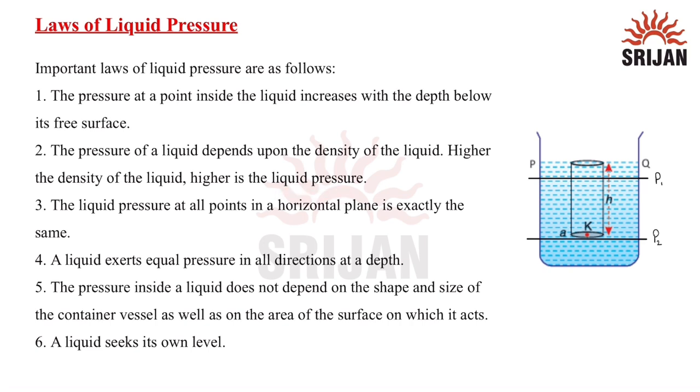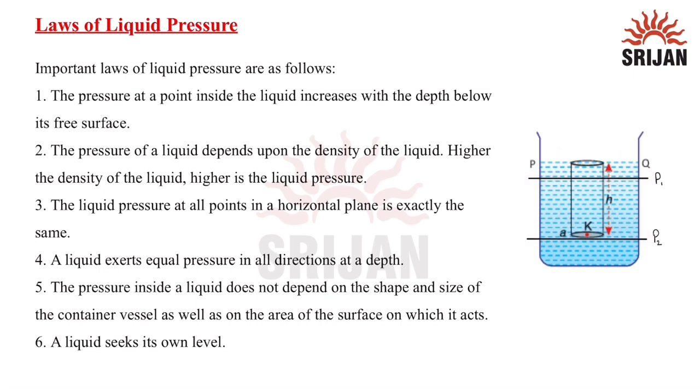Third, the liquid pressure at all the points in a horizontal plane is exactly the same. This line means that at this particular level, all these points have the same pressure that is equal to P1, and at this particular level, all these points have the same pressure that is P2. So if I place an object here, it will experience P2 pressure. Here also it will experience P2 pressure. Here it will experience P1 pressure. Here also P1 pressure. As you can see, on a horizontal level, the pressure is the same.